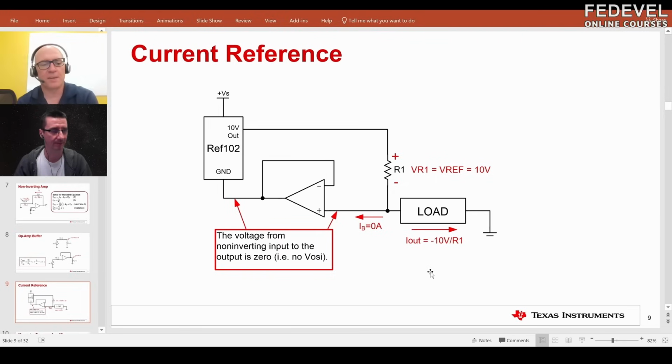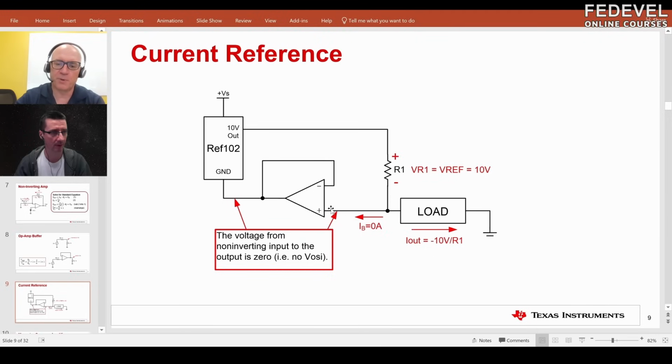So those are the common circuits. I'll just show you this one, which is a very unusual circuit, just to show you that basically the same principles can be applied to any circuit. This is what you call a current reference. We want to make a constant current source. So we have a voltage reference, and we're using an op amp to force the voltage of that voltage reference to be across this resistor.